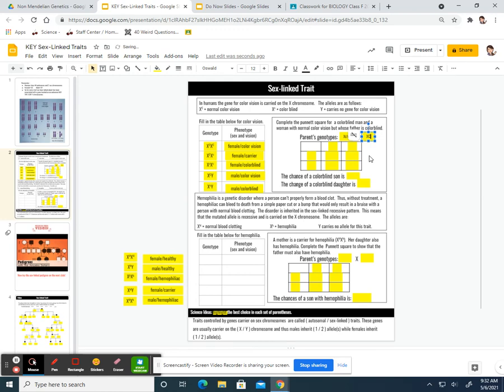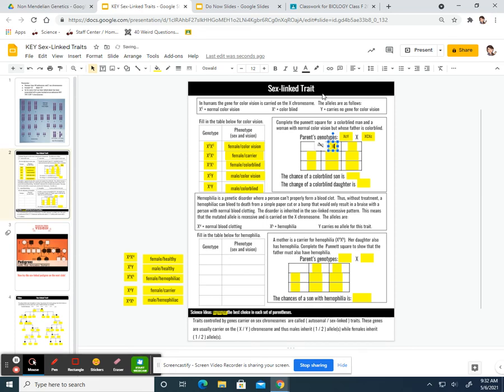She must have gotten that from mom. But then since her dad was colorblind, he must have passed on to her X little c, making her a carrier, aka heterozygous. So you're going to fill in your Punnett square just like we always do. During meiosis, these alleles separate into the gametes. So I'm going to put that on top. You guys know it doesn't matter.